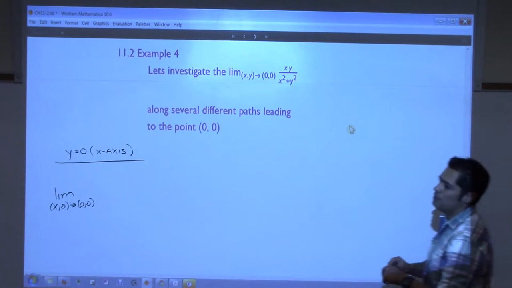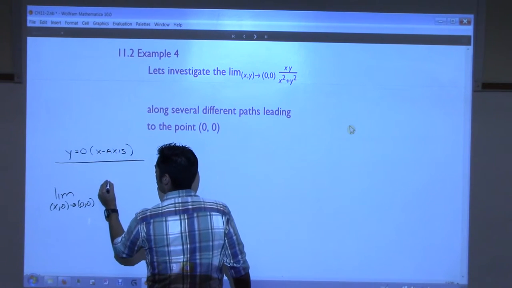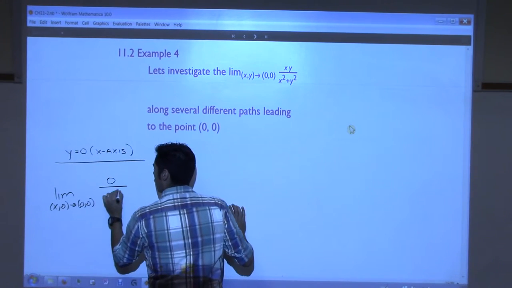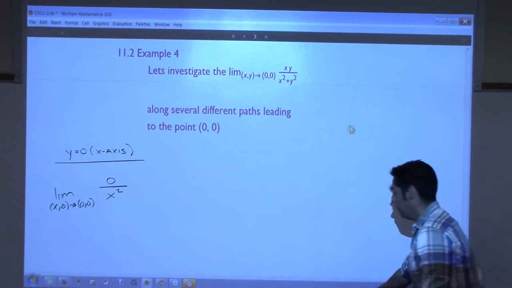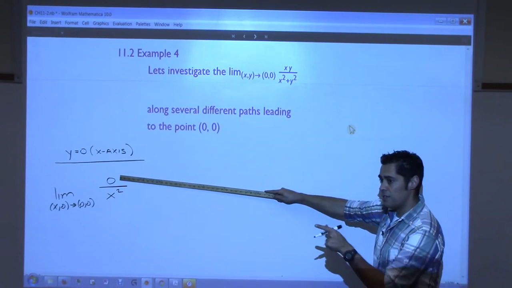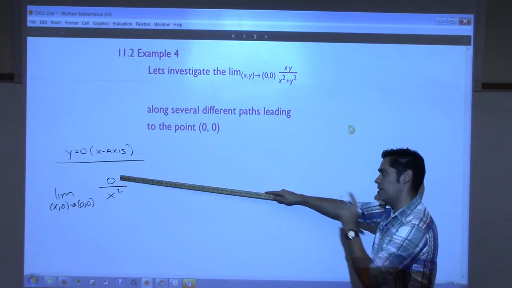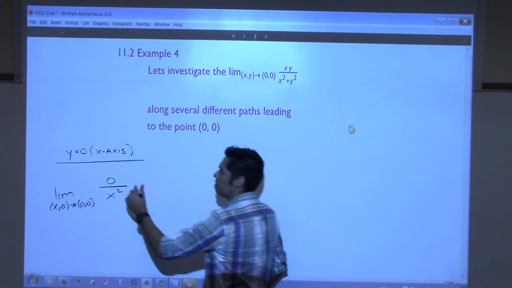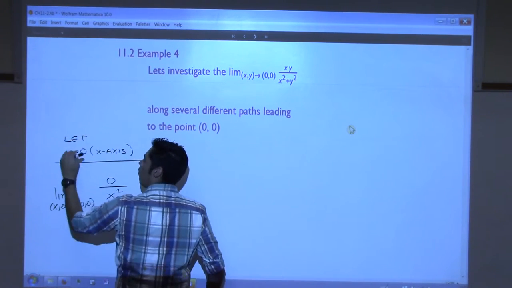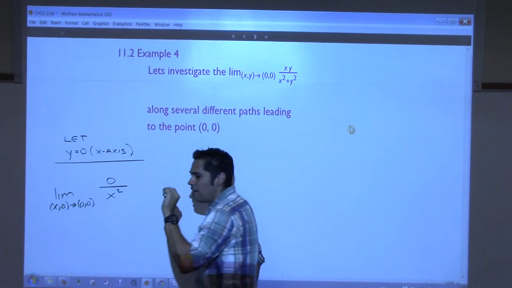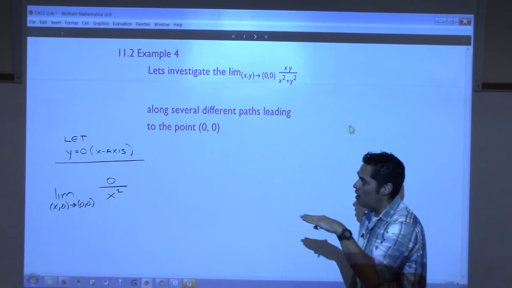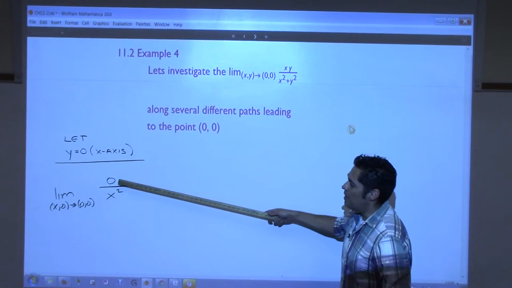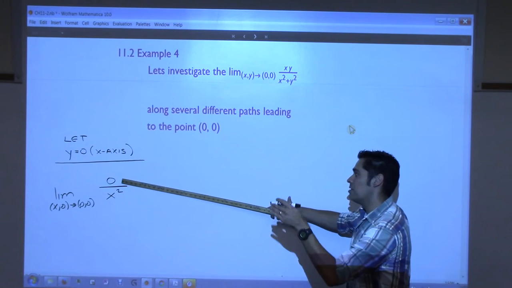On the top you get 0, right? Over what? x squared. Now, are we saying here that this top is approaching 0, or are we saying that the top is 0? It is 0, right? Because I am actually sitting here saying, let y be 0 so that I'm on the x-axis. Not near it, on it, right? If I'm on the x-axis, y is exactly 0, and then the top is not approaching, it actually is 0.